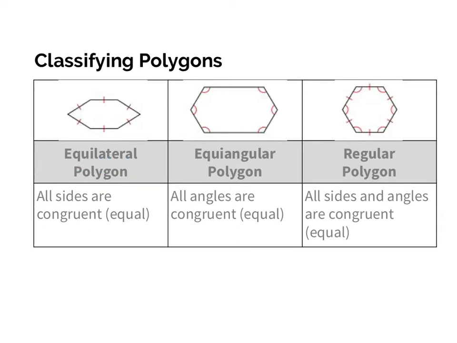You can see polygons where all the angles are congruent. That's called an equiangular polygon. And then the really nice polygons, which we see a lot in everyday life, are called regular polygons. Regular polygons are those where all the sides and all the angles are congruent.